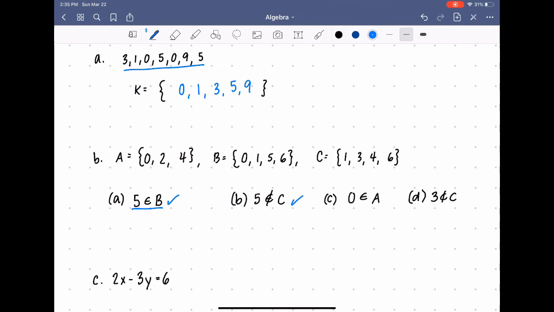For question C, they say 0 is a member of group A. Is that true? Go to group A. 0 is a member, so that would be true.